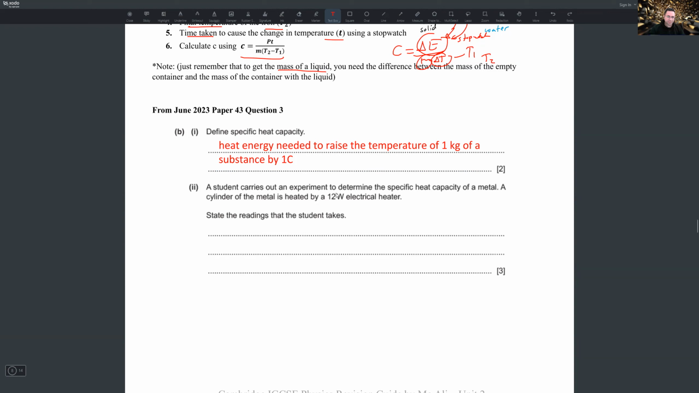A student carries out an experiment to determine the specific heat capacity of a metal. A cylinder of the metal is heated by a 12 watt electric heater. But the power is given.